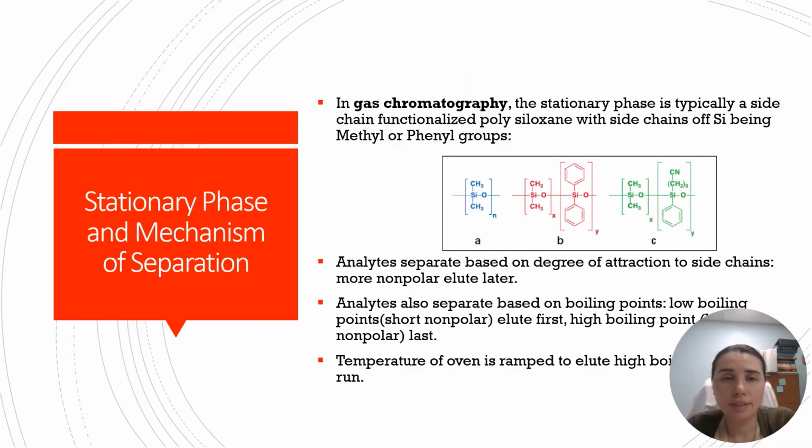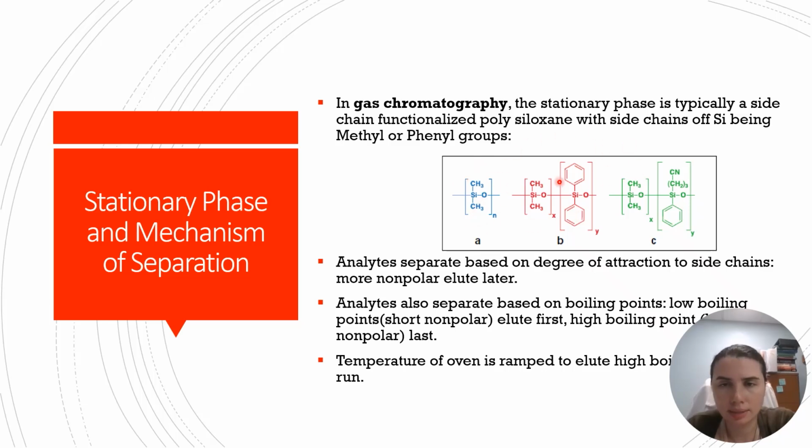The nature of the stationary phase indicates the mechanism of separation. So in gas chromatography, the stationary phase is typically side chain functionalized polysiloxane. So the backbone of the polymer is this polysiloxane, and the side chains are what interact with the sample that goes through the column.